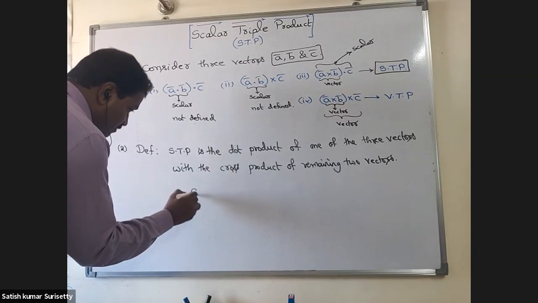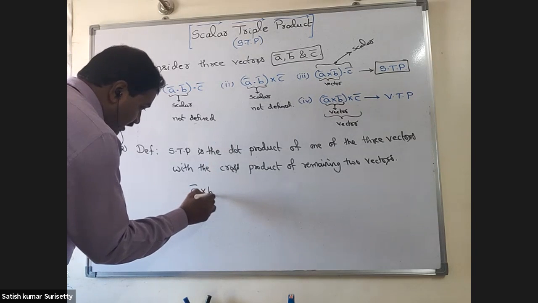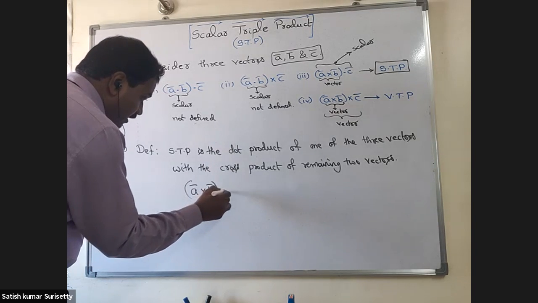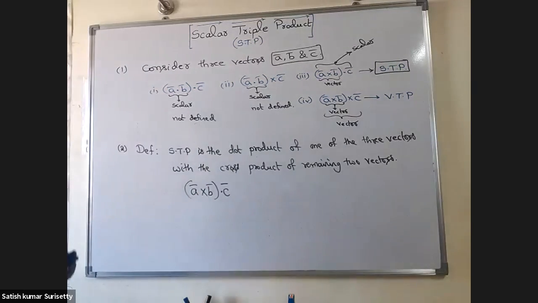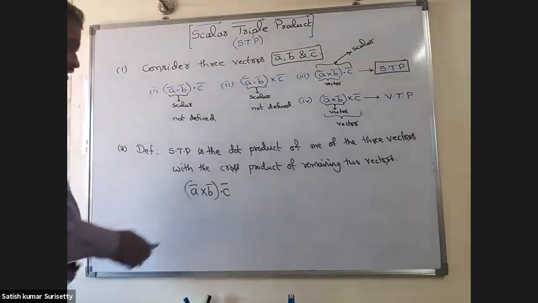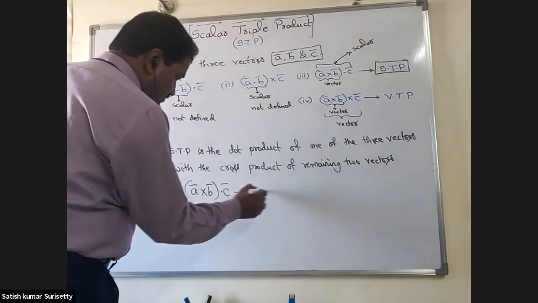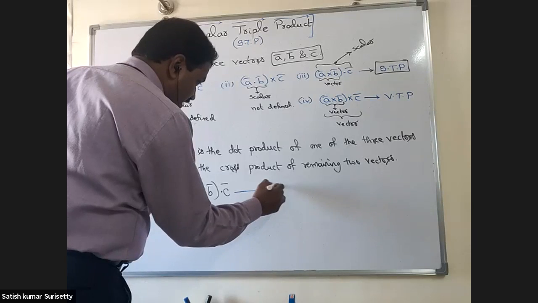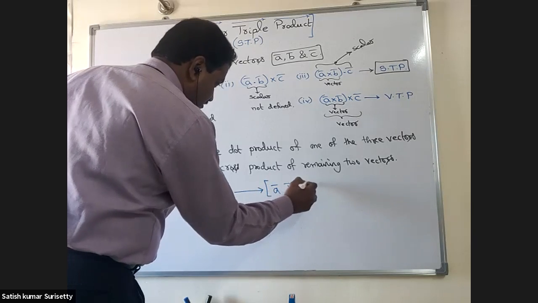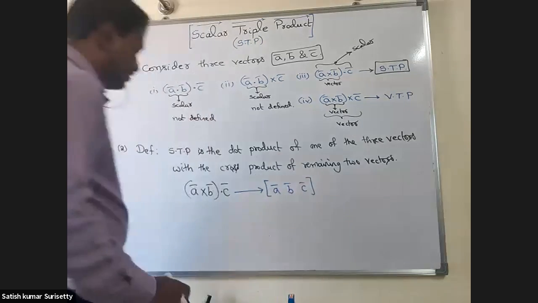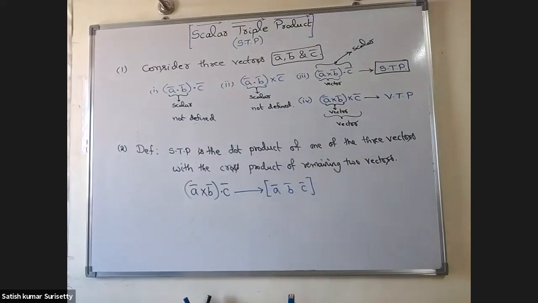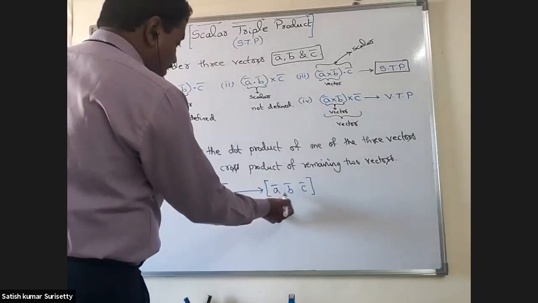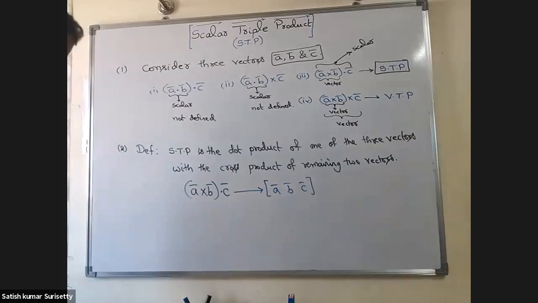is written as A bar cross B bar dot C bar. Another way of writing A bar cross B bar dot C bar is within square brackets, write in a row three vectors A bar, B bar, C bar. So it can be read as box of A bar, B bar, C bar.